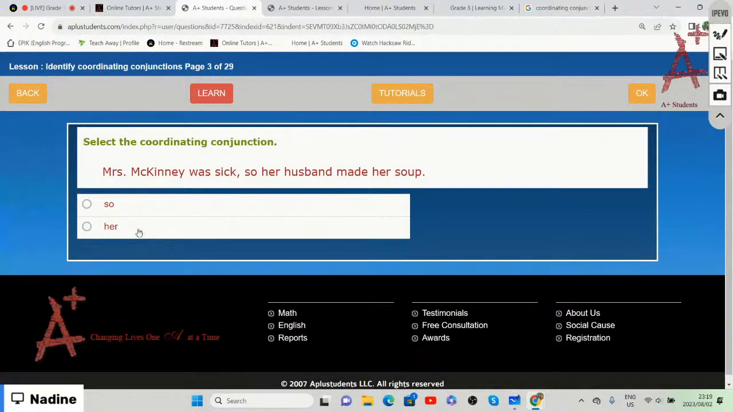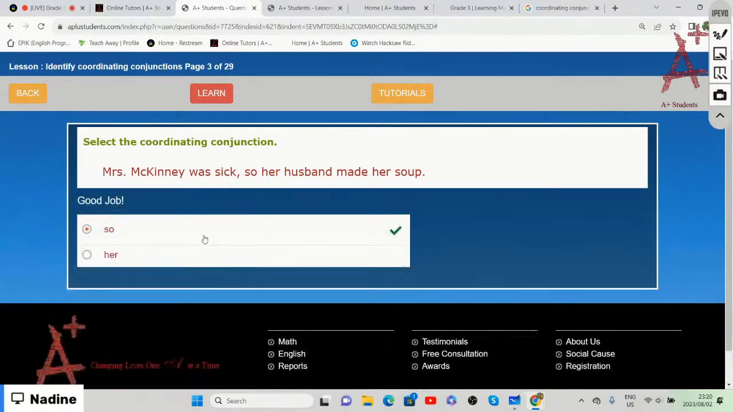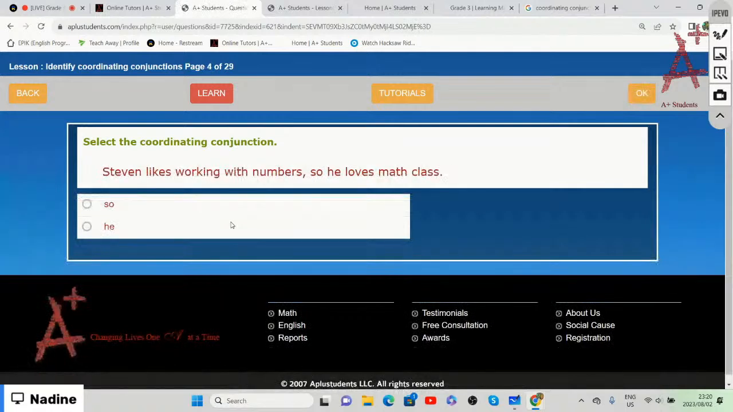And this is two simple sentences that are being connected with the coordinating conjunction. So if we select the coordinating conjunction, we will select so, right? And the word so connects the two simple sentences: Mrs. McKinney was sick, her husband made her soup. So is our coordinating conjunction.